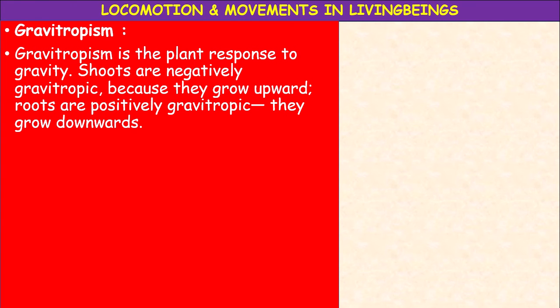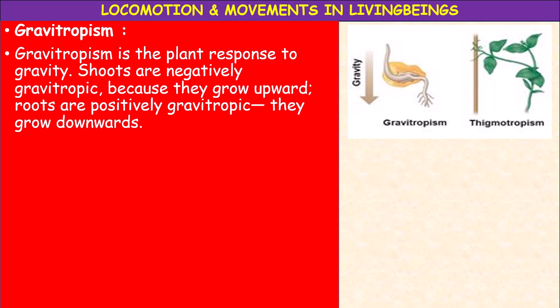Next, gravitropism. Gravitropism is a plant response to gravity. The shoots are negatively gravitropic because they grow upward, against the gravitational force. Roots are positively gravitropic because they grow downwards, towards gravity. You can see here in the gravitropism, the root is growing towards gravity. So, this is positively gravitropic and negatively phototropic, whereas the stem is negatively gravitropic and positively phototropic.